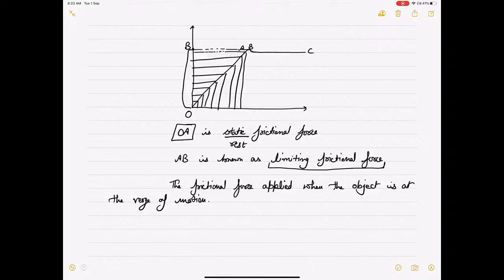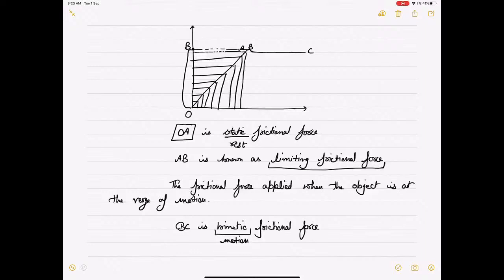Now comes BC, is kinetic frictional force. Obviously, what is kinetic frictional force? When the object starts to move, motion. When the object gets into motion, it has the kinetic frictional force from B to C, and you can clearly see that this value is less than the limiting frictional force. Kinetic frictional force is less than the limiting frictional force.